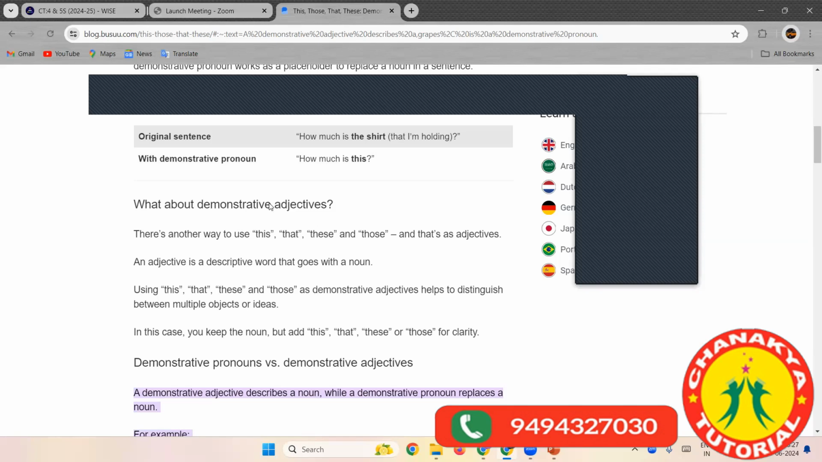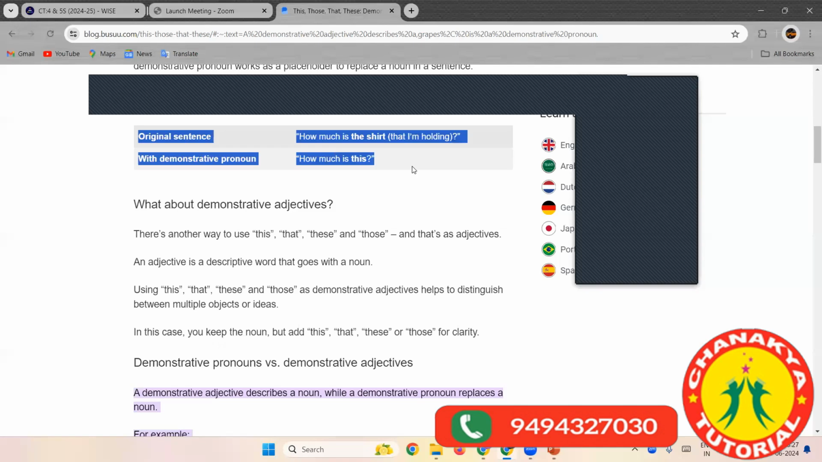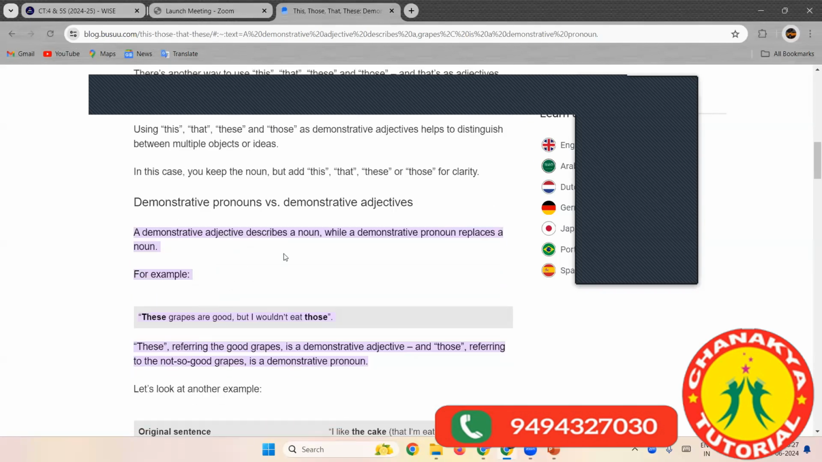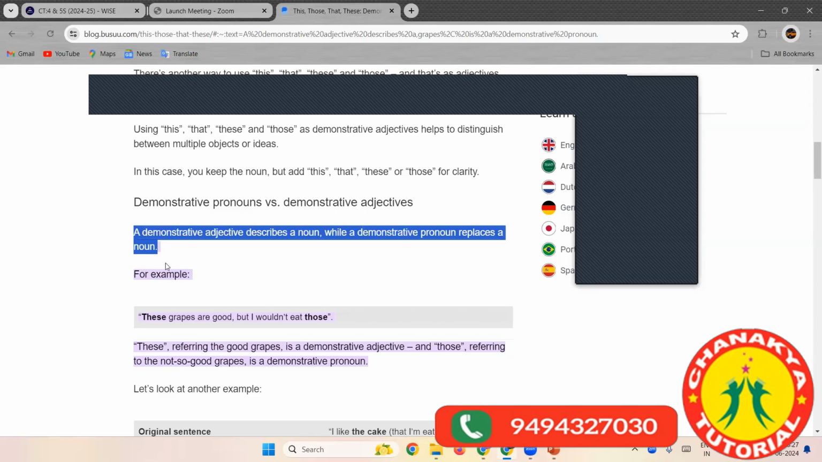You understood what is a demonstrative pronoun from this sentences? Now we are moving into demonstrative adjective. They look very similar, but you have to understand the differences. Now see, in this case, you keep the noun, but add this, that, those, these for clarity. Demonstrative pronoun versus demonstrative adjective. See here, a demonstrative adjective describes a noun, while a demonstrative pronoun replaces a noun. This is a golden sentence. A demonstrative adjective is going to describe the noun, but the pronoun is going to replace the noun.